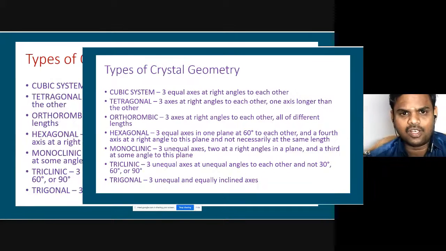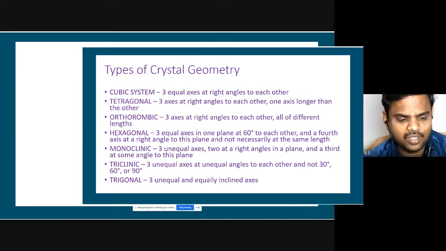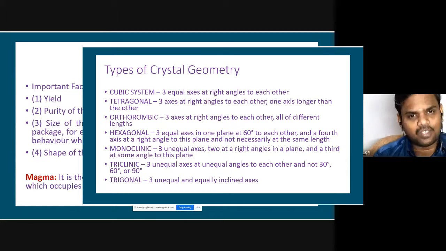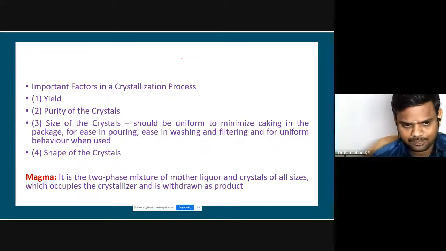If you look at the different types of crystal geometry, it can be cubic, tetragonal, orthorhombic, monoclinic, triclinic, or trigonal. So various types of crystal growth are possible, and depending upon what we want, that kind of shape is preferred.